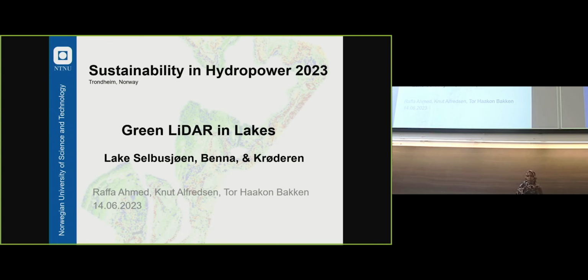I did my master program at NTNU in hydropower development, and I was working as a research assistant during the last few months. I want to talk a little bit about the assessment of green LiDAR application in lakes. This work is done by me under the supervision of Knut Alfredsen and Tor Hakon.